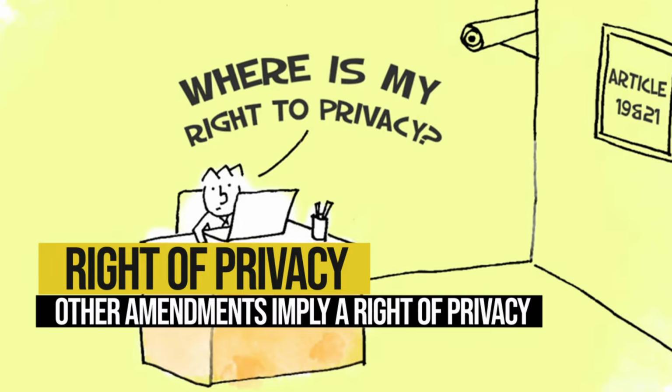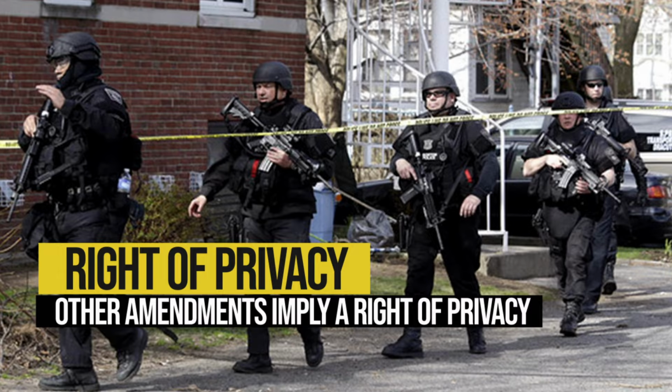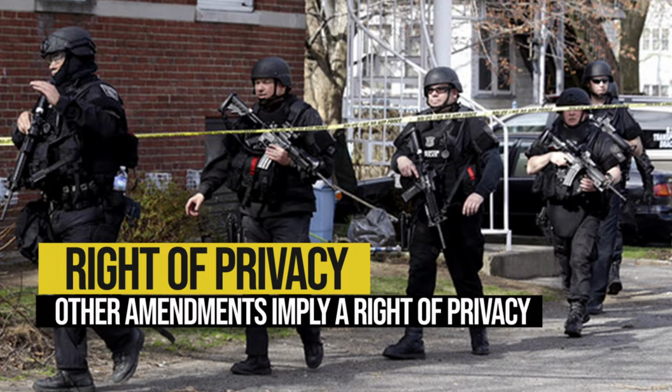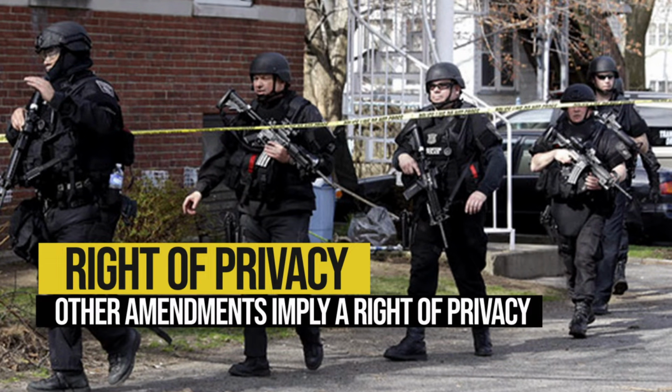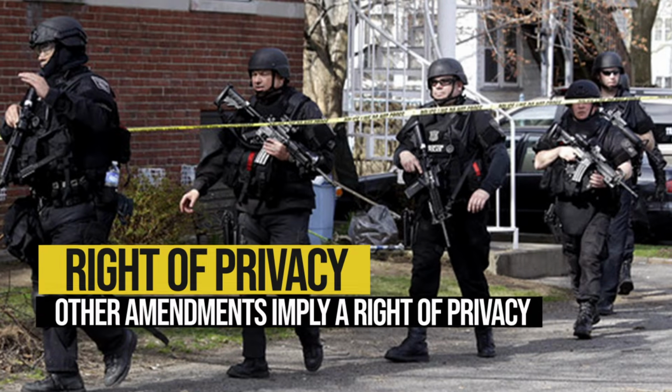The other way is to say that other amendments imply that there's a right of privacy. For example, the Fourth Amendment mentions the right of the people to be secure in their possessions from unreasonable searches. So you could claim that this implies that people have a reasonable expectation of privacy.